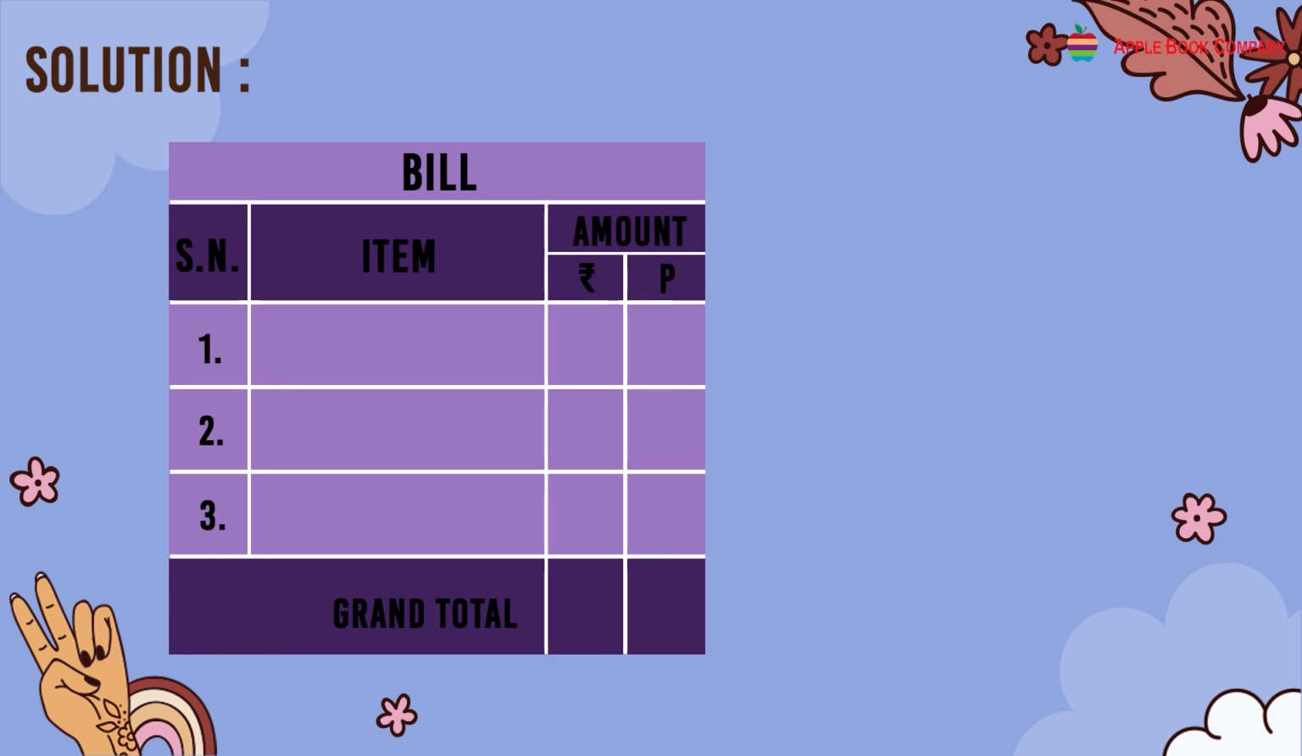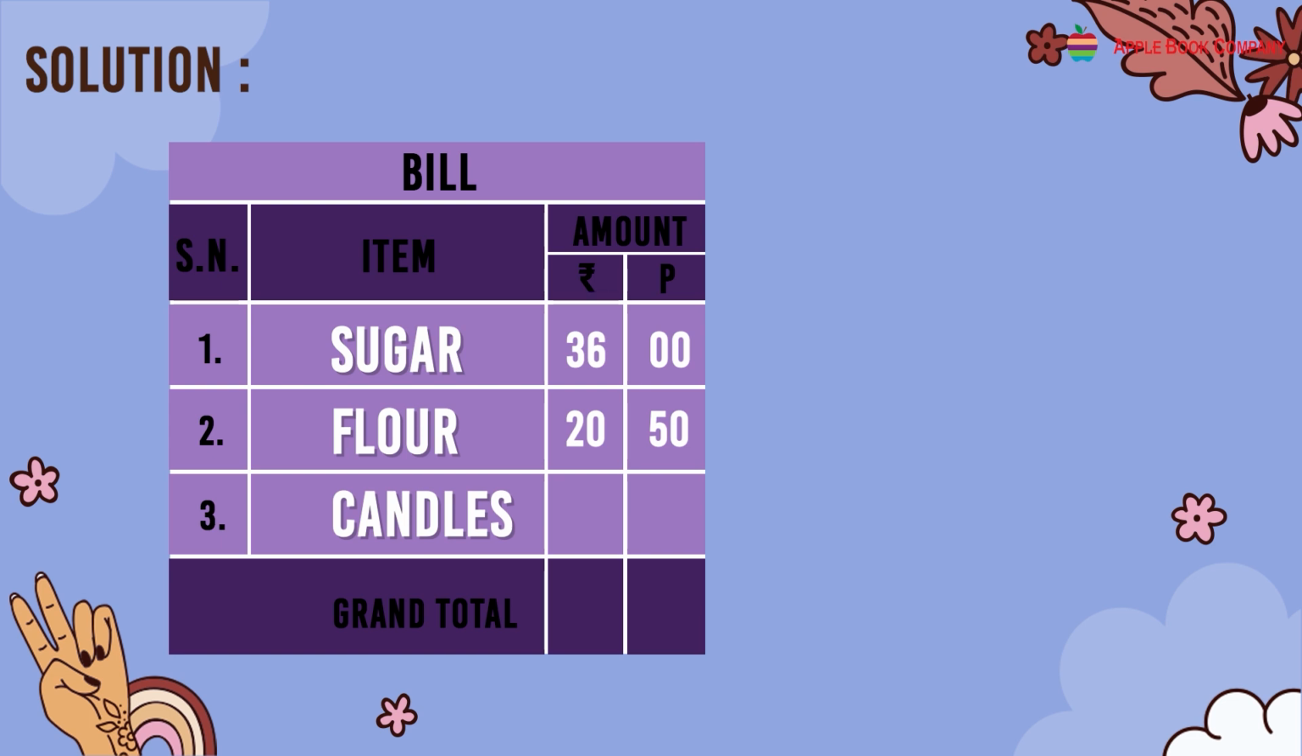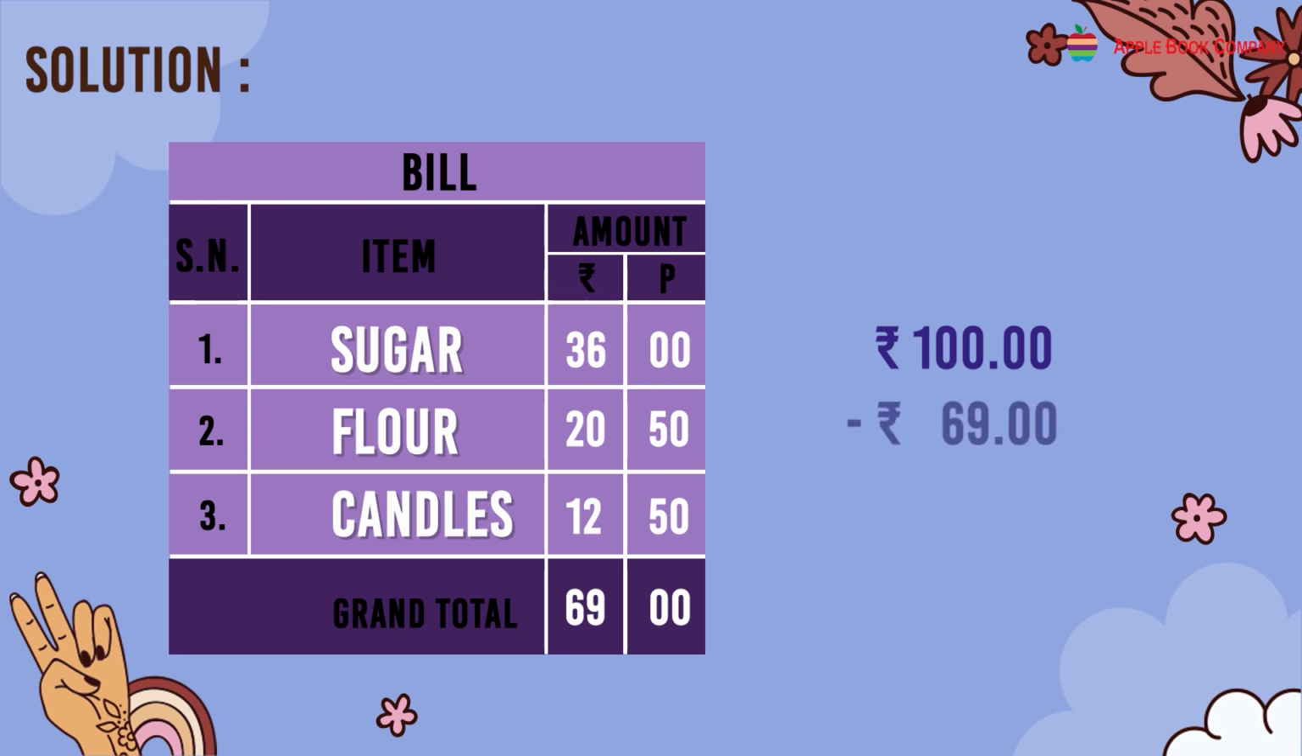Solution. What is the item? Number 1. Sugar. It is 36.00. Then you have flour 20.50. Then you have candles 12.50. So what is the grand total? Add paise. It is 00. Add rupees, it is 69. So you gave 100 rupees, total is 69. When you subtract 69 from 100, you get 31.00. So she gets 31 rupees back.